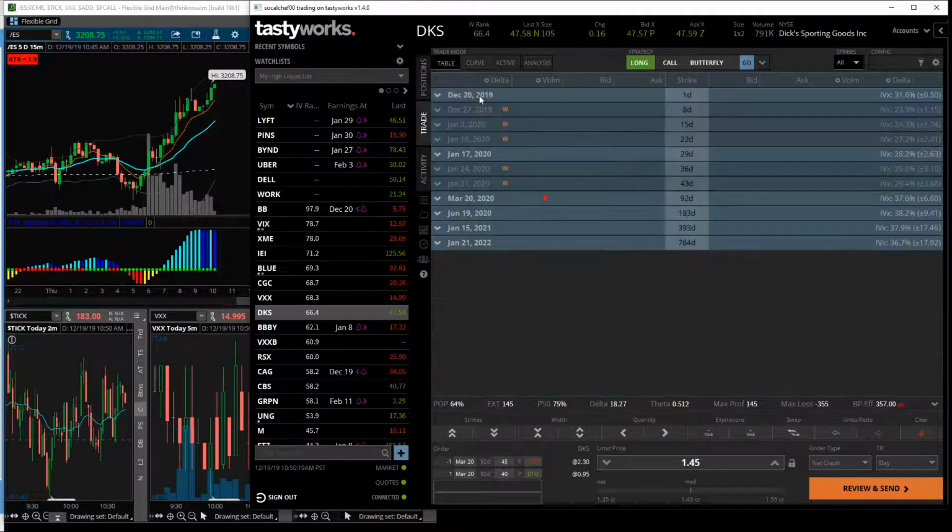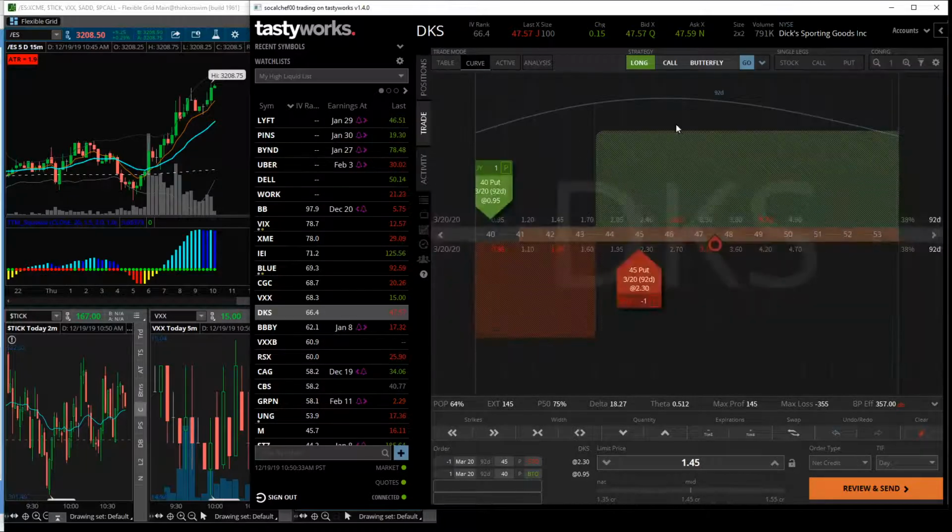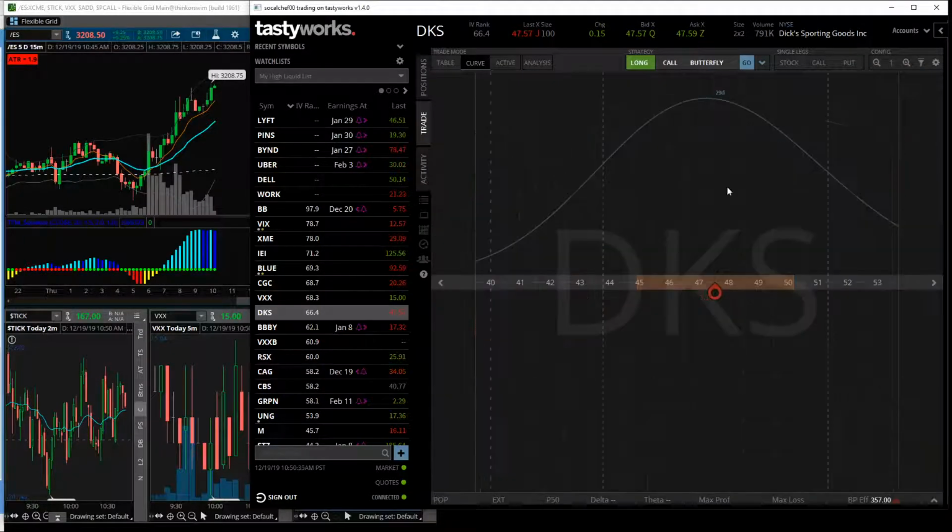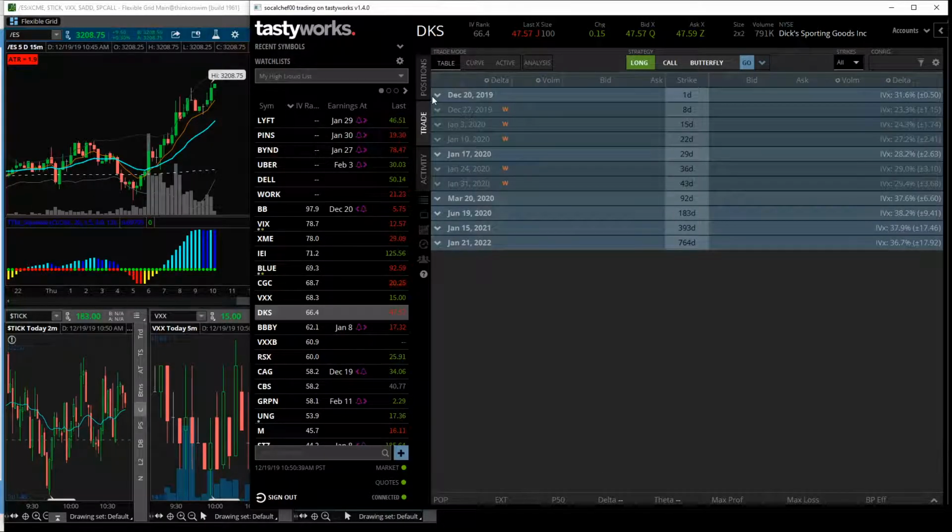I like to go 45 days out. I took this from Tasty Trade. They have all their statistics and they're proven. 45 is the key number. Anything above 45, it's a lot slower decay. The curve really isn't strong above 45 days out, whereas below 45, you do get a sharp decay, but you have gamma risk.